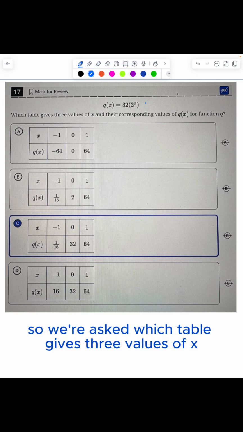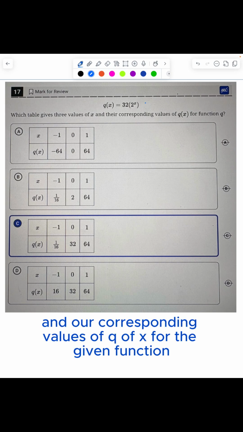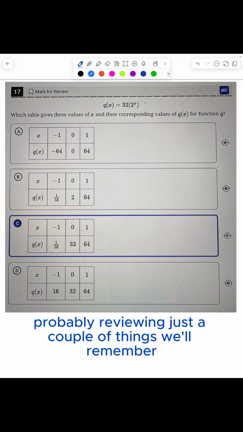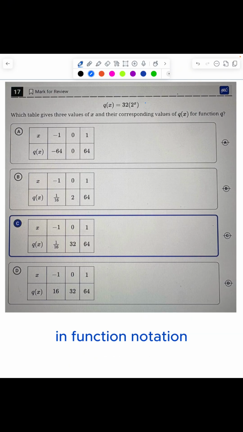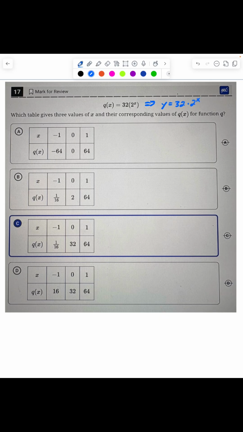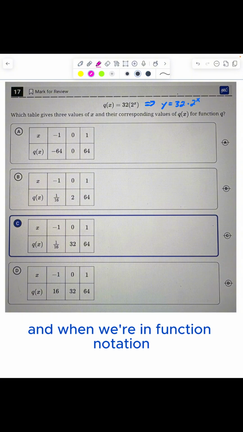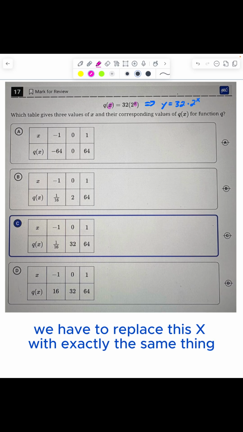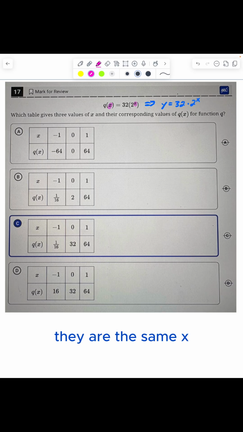So we're asked which table gives three values of x and their corresponding values of q of x for the given function. Before we start, it's probably worth reviewing a couple of things. We'll remember that in function notation, q of x is the same thing as writing y is equal to 32 times 2 to the x. Those two things are the same. And in function notation, anytime we replace this x, we have to replace this x with exactly the same thing. They are the same x.